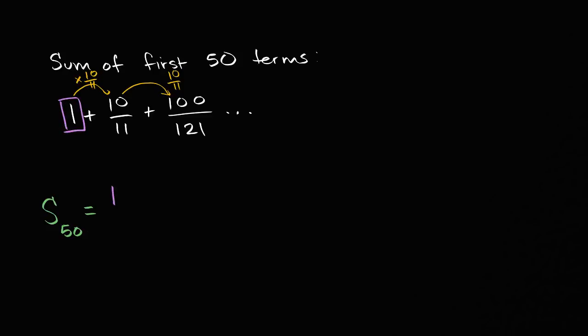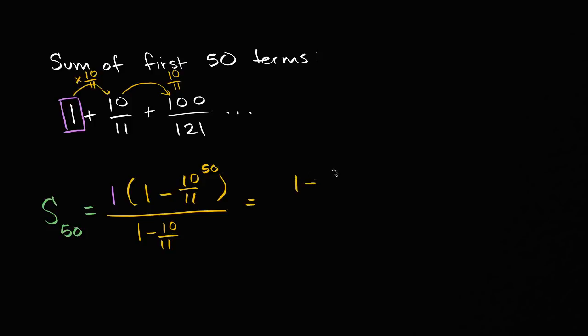So it's going to be 1 times 1 minus the common ratio. The common ratio here is 10 elevenths, to the 50th power, to the power of how many terms we have, all of that over 1 minus our common ratio. I'm not going to solve it completely, but we can simplify this a little bit.